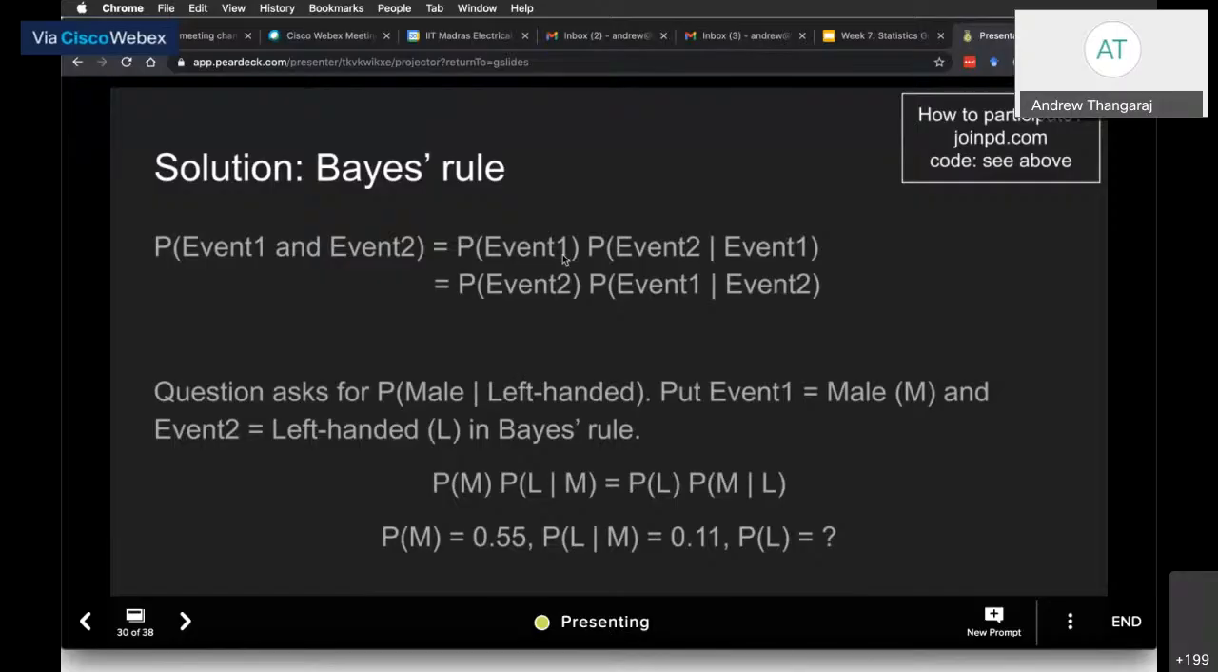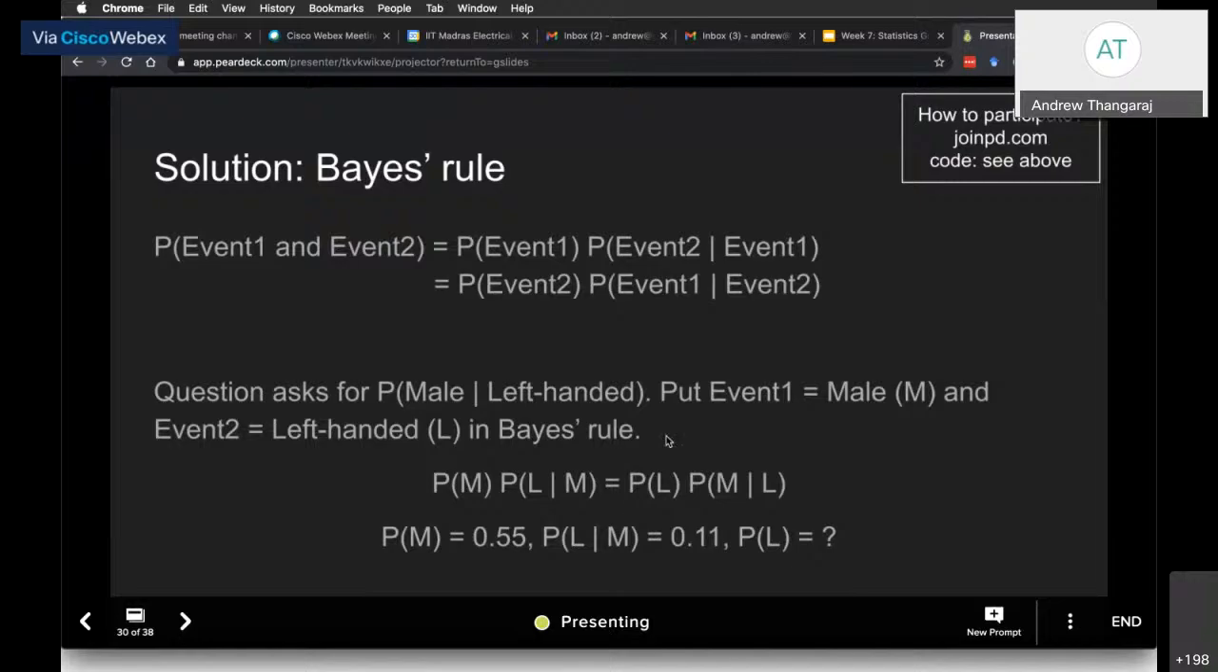So let's look at this Bayes' rule. Put in event 1 equals male and event 2 equals left-handed. You just plug it into Bayes' rule. That's it. P of M times P of L given M equals P of L times P of M given L. So P of M is 0.55. That's given in the question. P of L given M is given in the question, 0.11.